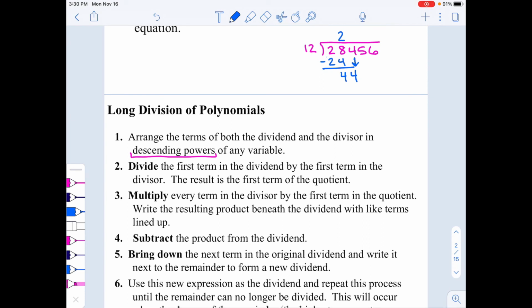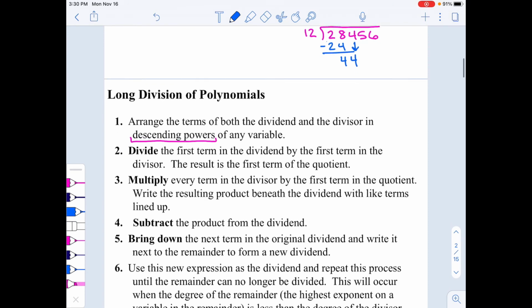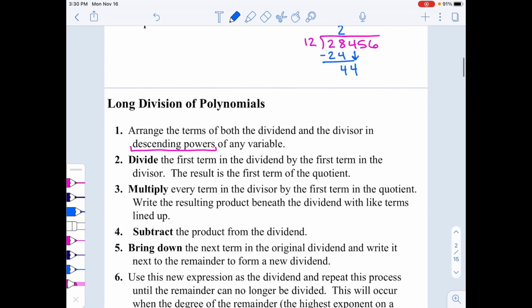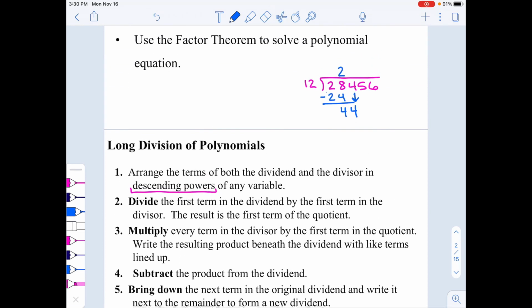So step 5, bring down the next term in the original dividend and write it next to the remainder to form a new dividend, and use this new expression as the dividend and repeat this process until the remainder can no longer be divided. This will occur when the degree of the remainder, the highest exponent on a variable in the remainder, is less than the degree of the divisor. As I said, it's a lot of words, but you're pretty much doing the process of long division. So you're going to take, in our case, we had that 12 divided into the 28. It went 2 times.